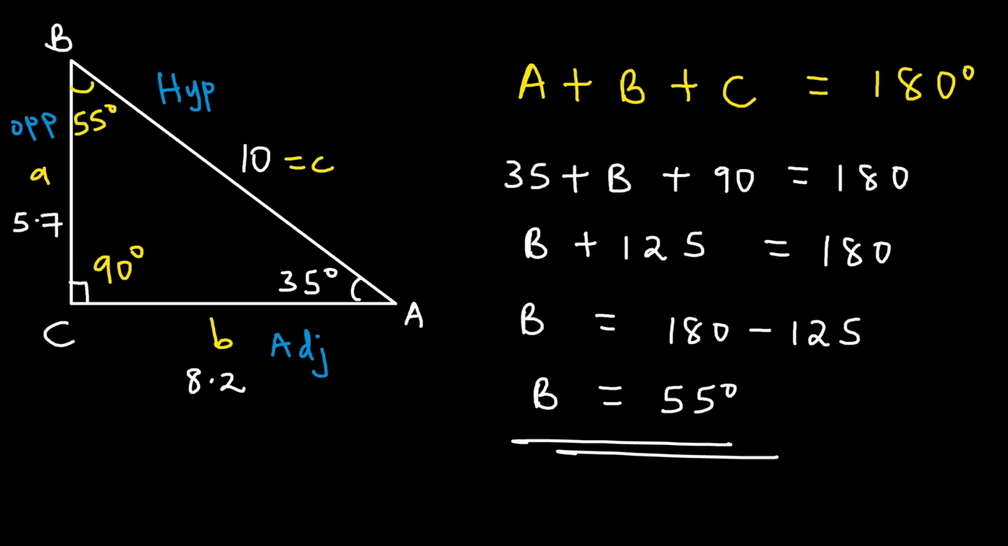Now let's look at another example. Let's say we have this right triangle where this is angle A, this is angle C, and then this is angle B. And they have given us side B to be equal to 8, and then side A to be equal to 6. And we don't know side C. So we need to find side C, angle A, and angle B.